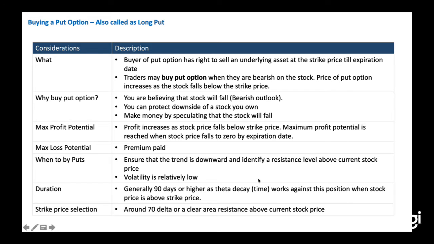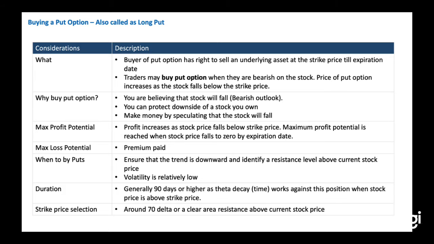So what is a put option purchase? A buyer of a put option has a right to sell the underlying asset at the strike price till the expiration date. A trader may buy a put option when they are bearish on the stock. The price of a put option increases as the stock falls below the strike price.